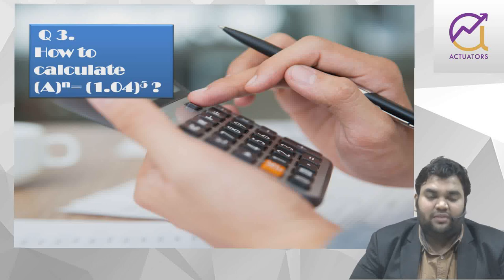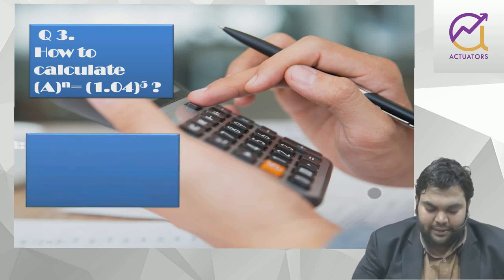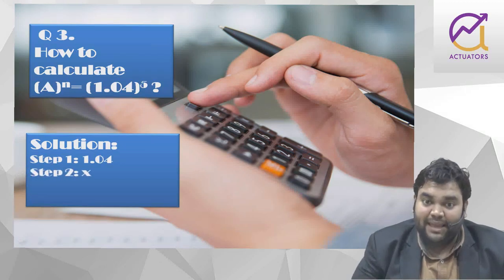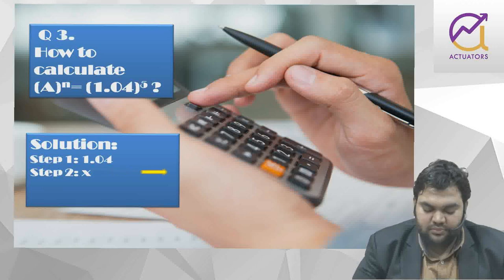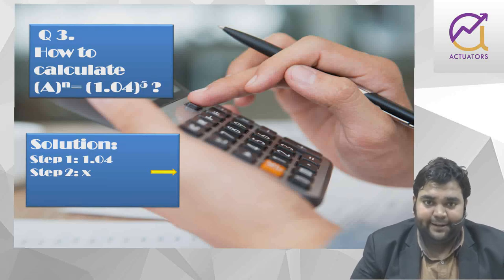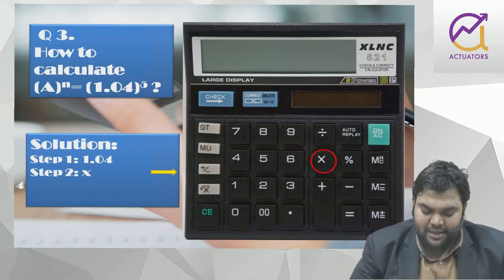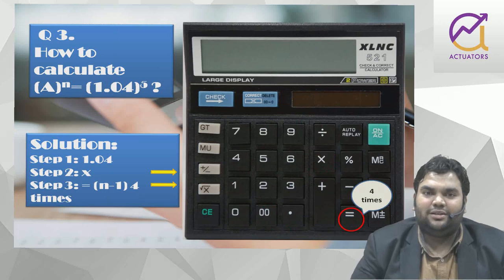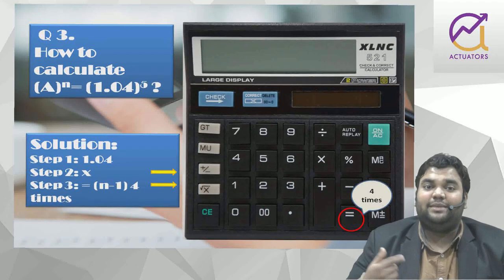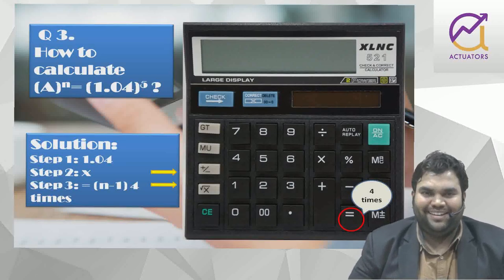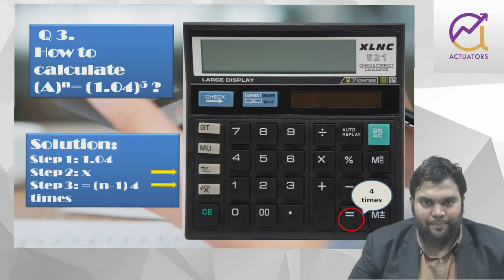Here we are solving the power of 5, so we have to press equals to 4 times. Look at this. Type 1.04, then press into. Then press equals to 4 times. It is just similar to a Casio calculator's constant function. You need to press equals to, equals to, equals to, equals to. Clear? Equals to 4 times.